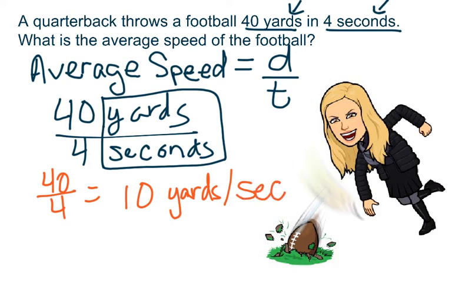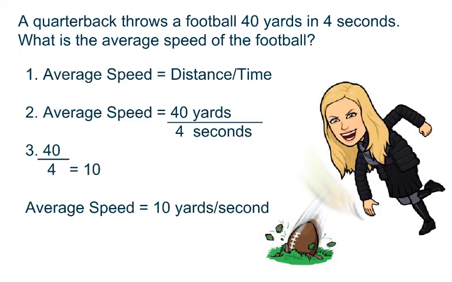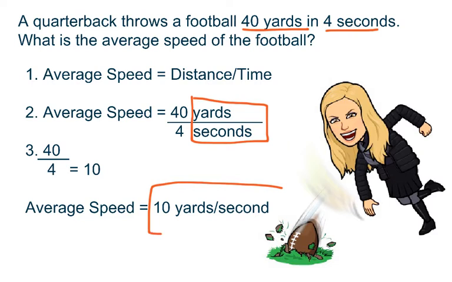Let me give you a nicer typed out version so you can read it a little bit better. So we have, in this case, again, our average speed is our distance divided by time, which is 40 yards divided by 4 seconds. That gives us an average speed of 40 divided by 4, which is 10 yards per second. So make sure you pause the video and write this down if you need the extra time, and we'll look at another example.